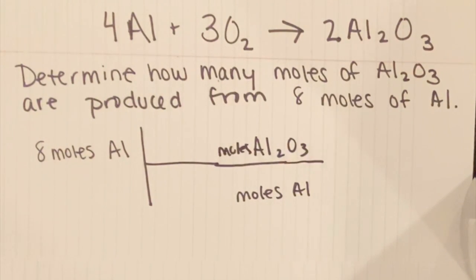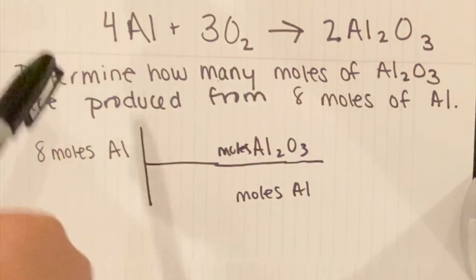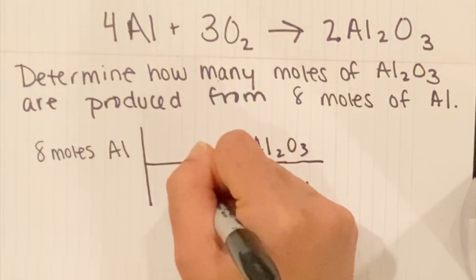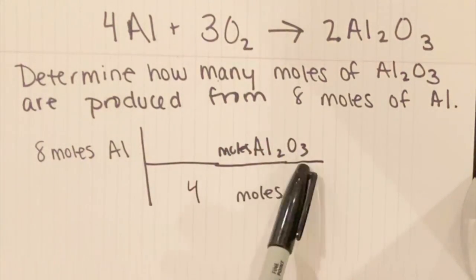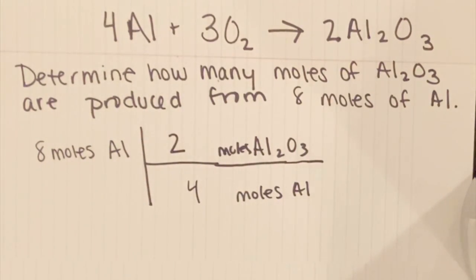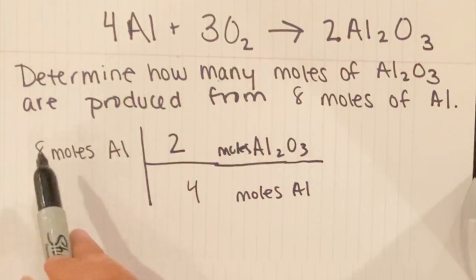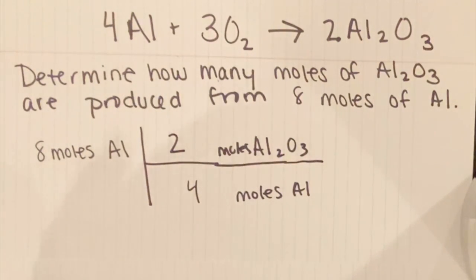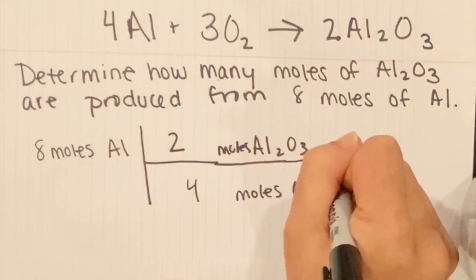And the way to fill it in, all you have to do is look at the balanced equation. Your ratio will literally just be the coefficients. That's it. So moles of aluminum, that's my coefficient. It's 4. Okay. Moles of aluminum oxide, that's my coefficient. It's 2. That's it. Simple as that. Now I just multiply across and divide on the bottom. So 8 times 2 is 16. Divided by 4 is 4.